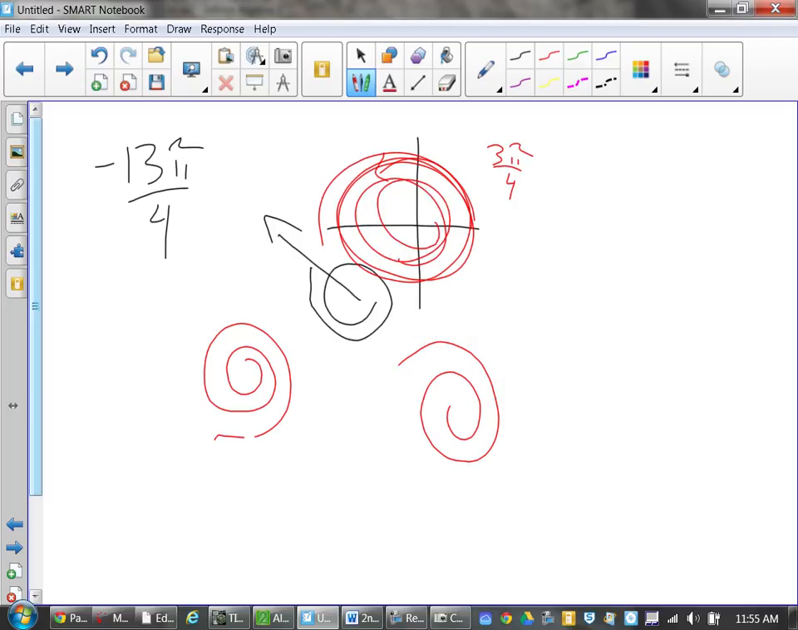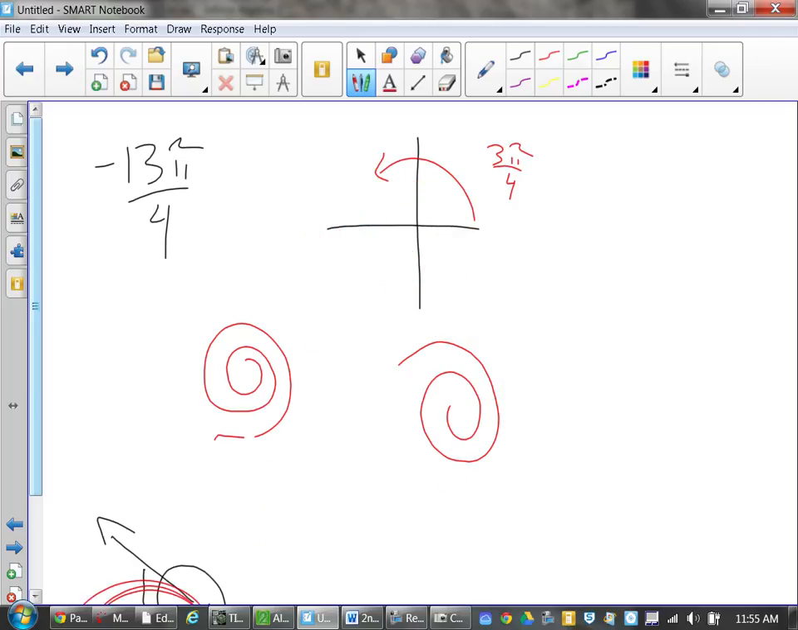Real fast though, people have asked about the negative. Whenever you're doing positive and negative coterminal angles, you're always going to be within one revolution, plus or minus 2 pi. Since it's past negative 2 pi, you add in a 2 pi, and you're still going to have a negative angle. So that would be negative pi plus 1/4, so it would be negative 5 pi over 4.